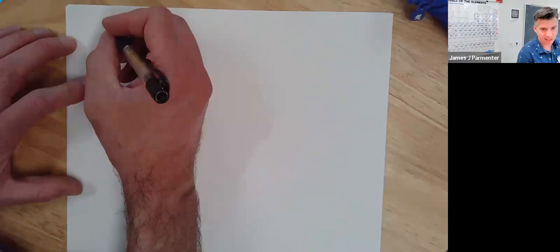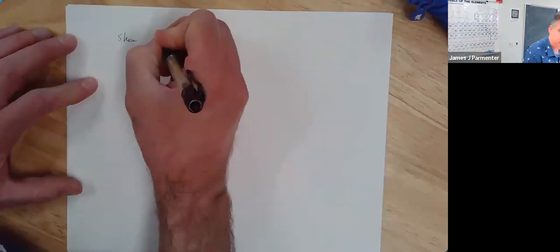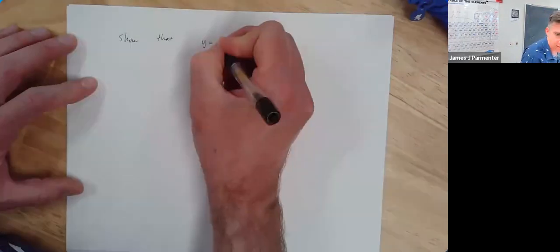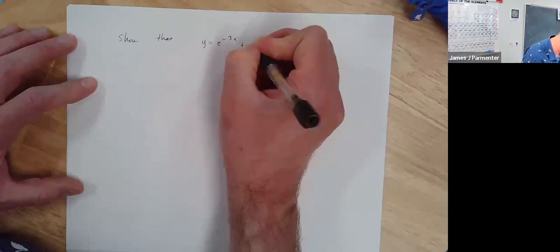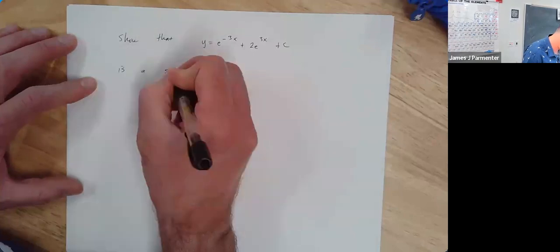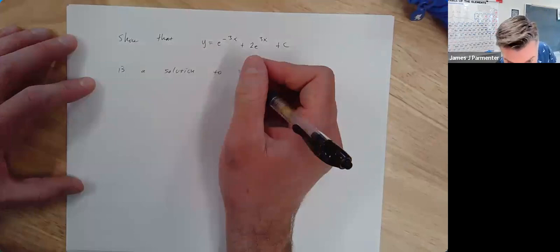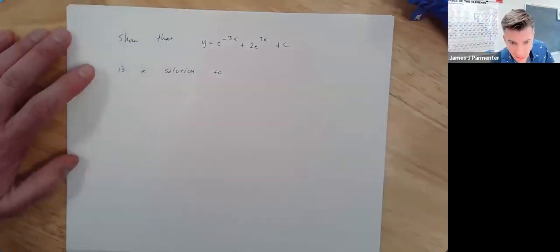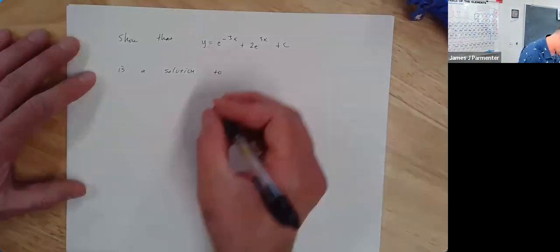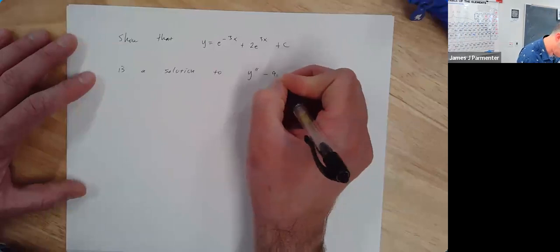I could either say something like, show that y equal to e to the negative 3x plus 2e to the 3x plus c is a solution to, what do I got here? The differential equation. Wow, that's really hard to read. Y double prime? Yeah, sure. Y double prime minus 9y equal to 54.